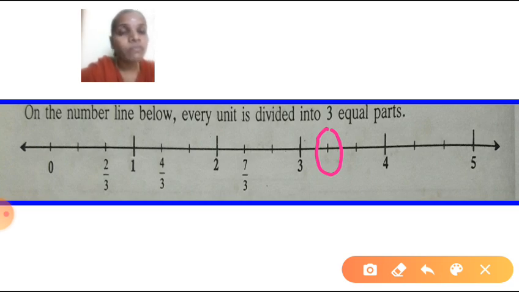Understood, children? So first step is what? We have to make a line. Next we have to divide that line into units. Afterwards, every unit must be divided into equal parts. How will we know the equal parts? Yes, we have to see the fraction, the denominator. Suppose denominator 5 is there, we have to divide every unit into 5 equal parts. Understood, children? So shall I go to the practice set?